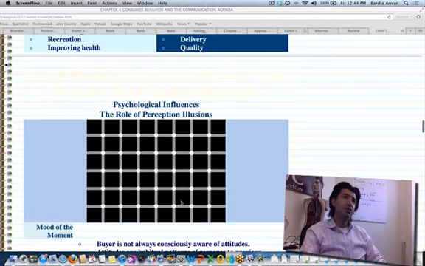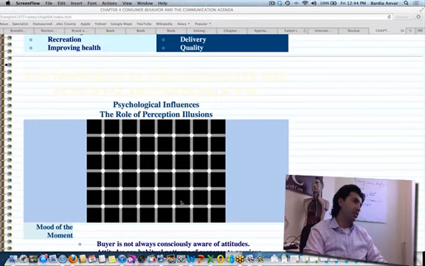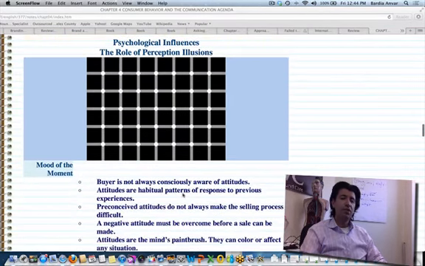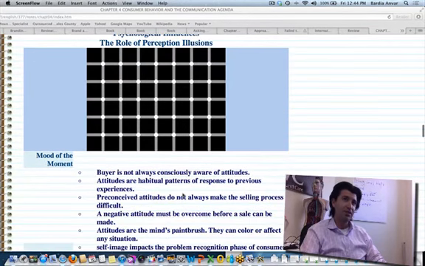So psychological influences, the role of perceptions and illusions. I mean, check out this checkerboard here. Look at the white dots and the black dots. Well, are there any really black dots there? But if you stare there, you keep seeing black dots, right? So it's really an illusion. So the buyer is not always conscious. There's a lot of unconscious influences. Our mind doesn't work where we're interpreting things directly, and you have to get into buyer psychology.